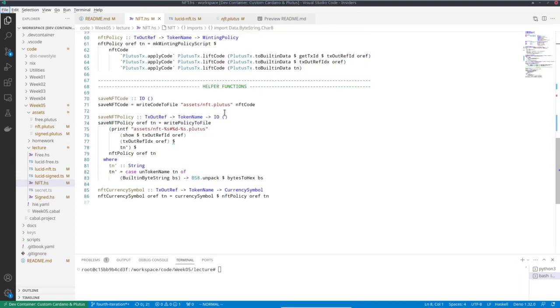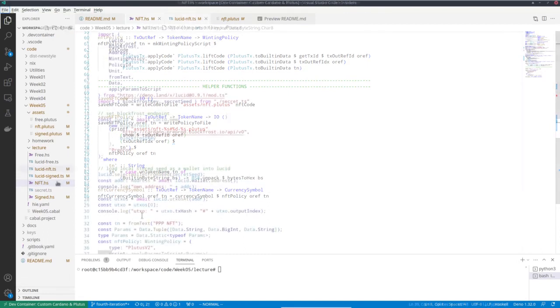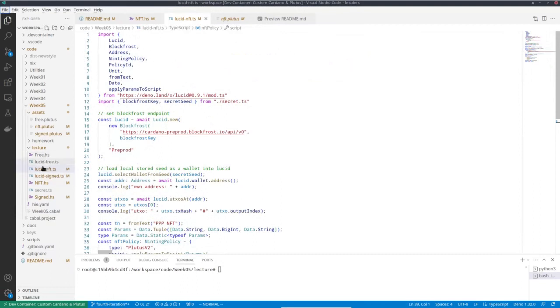We will use this where we don't apply parameters yet. We will do that in the off-chain code. And finally, for a given TX outref and token name, a function to compute the currency symbol. I made yet another copy of the off-chain code, called it Lucid NFT.